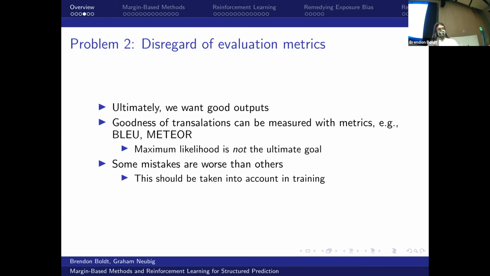Thus, the training objective, what we're actually optimizing our parameters to, that is maximum likelihood, is not the ultimate goal. This is also closely related to the fact that maximum likelihood doesn't take into account how bad certain errors are. When you're doing multi-class classification, if you predict a wrong class, it's just wrong. But with something like machine translation, there are errors that can range all the way from minor and barely noticeable to catastrophic.